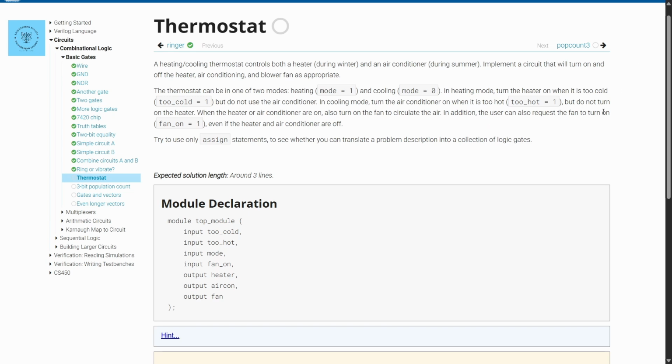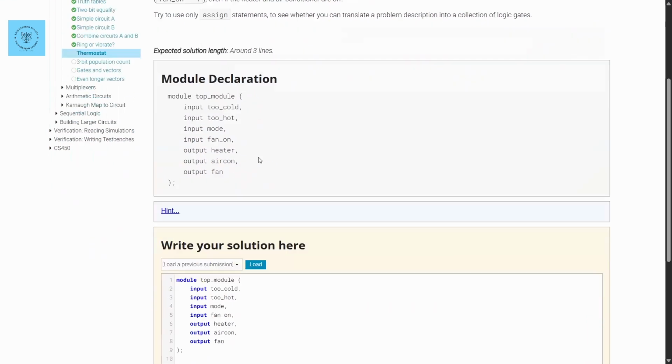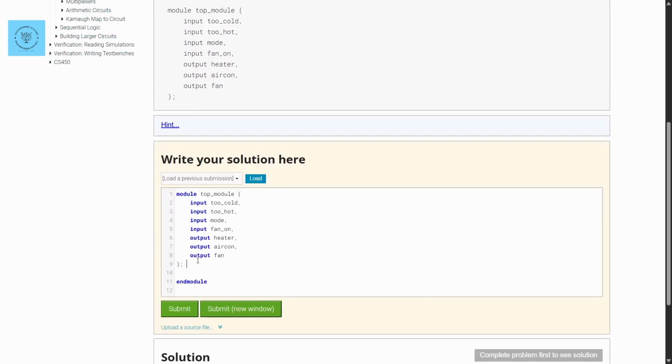The user can also request the fan to turn on even if the heater and air conditioner are off. So this is the same as the last one. We have to just use the assign statements. So let's see how we can do it.